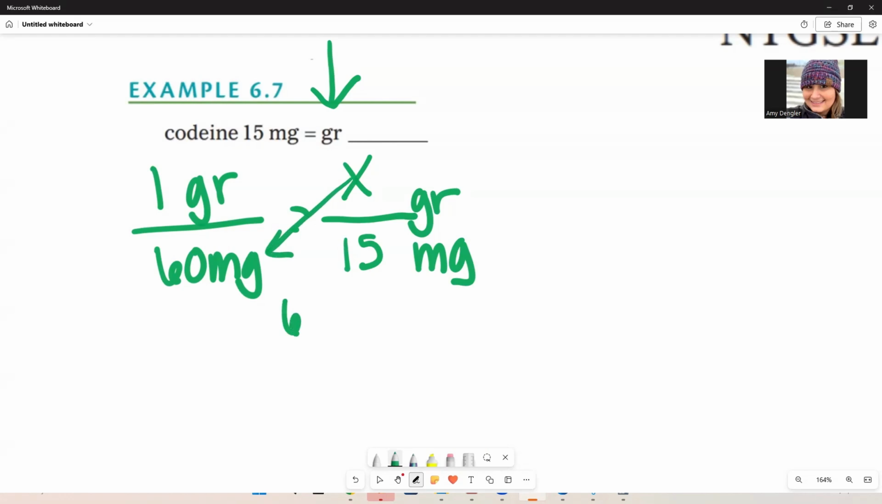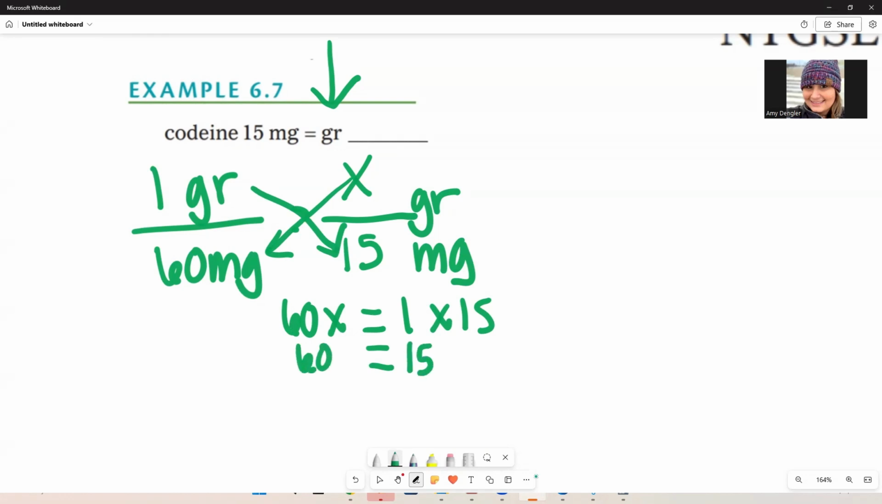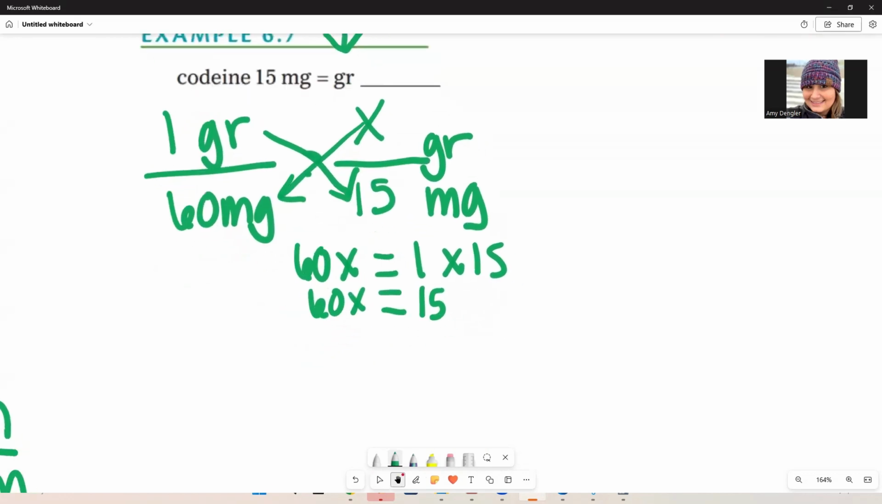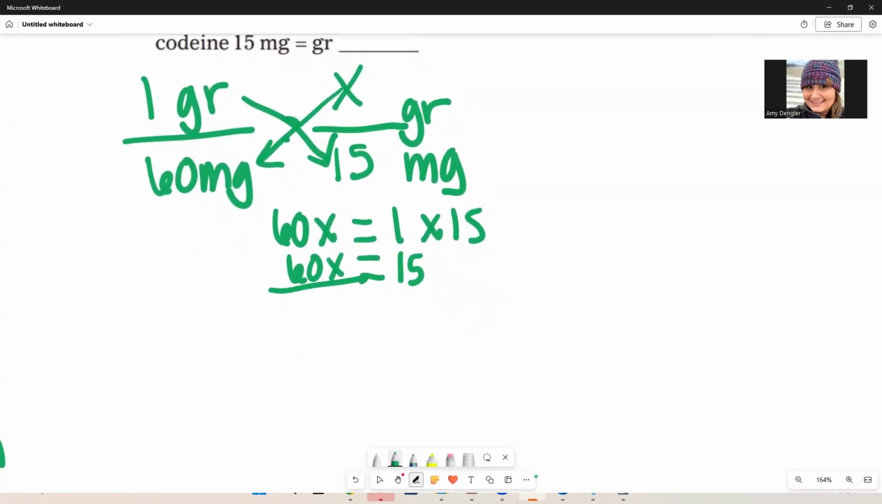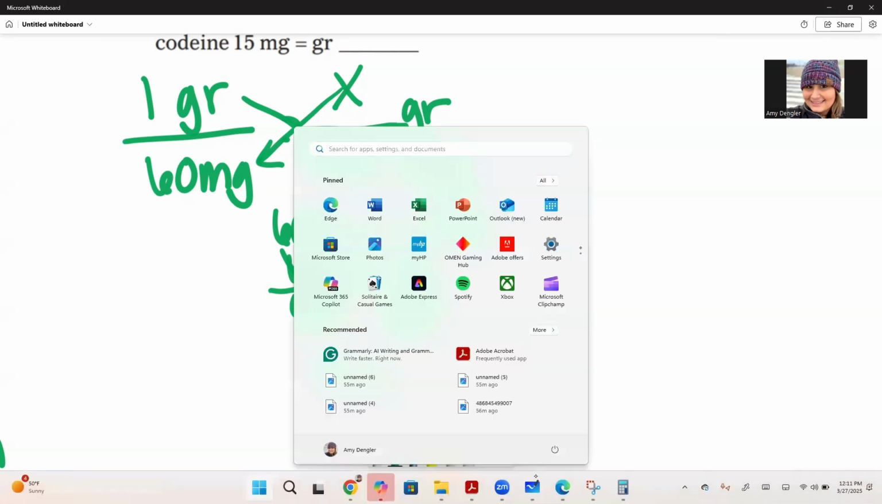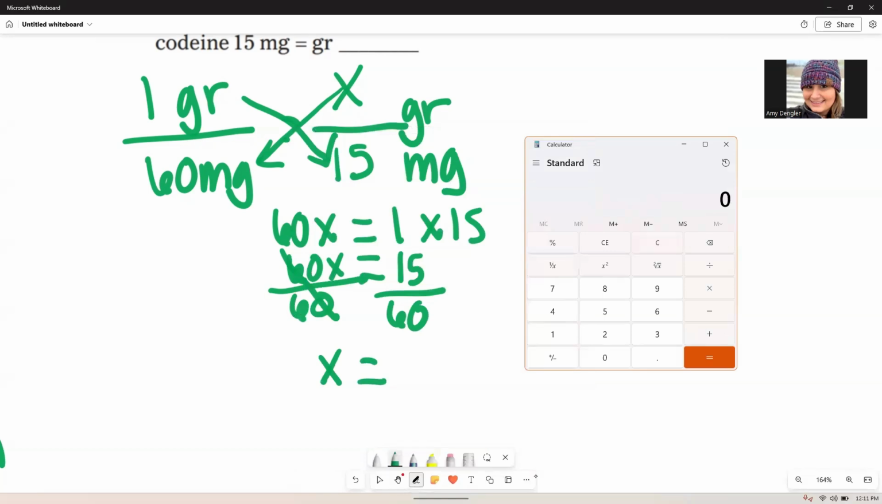So this would be 60x is equal to 1 times 15. So we should know that 1 times 15 is 15. And we'll just rewrite our problem. So we have 60x is equal to 15. We want to get x alone. So we're going to cross or divide each side by 60. That crosses off and just leaves x. And now we have 15 over 60. So of course we can't leave our answer like that. So let's just plug in 15 divided by 60 in our calculator. And that gives us 0.25.